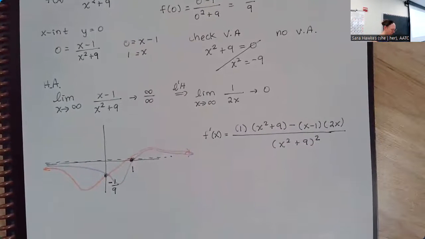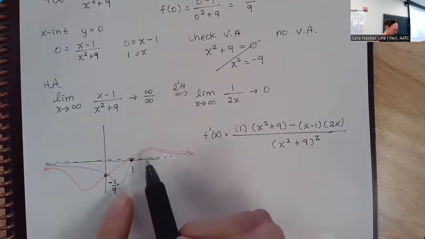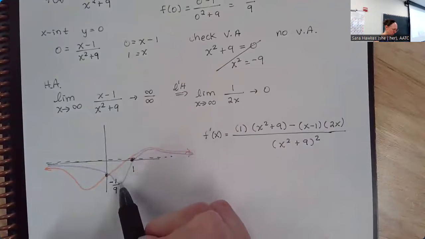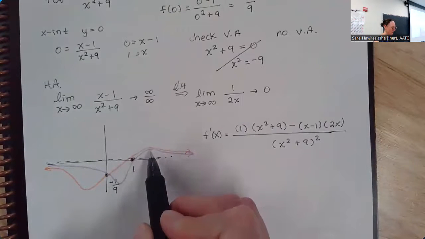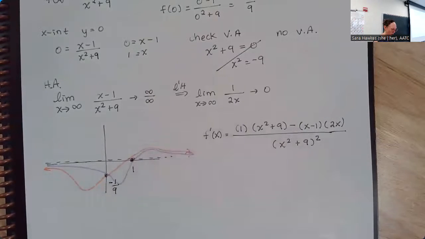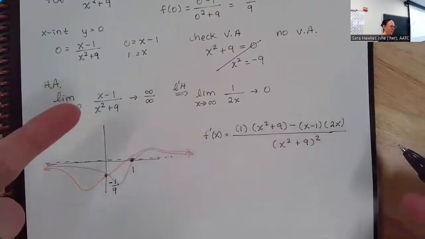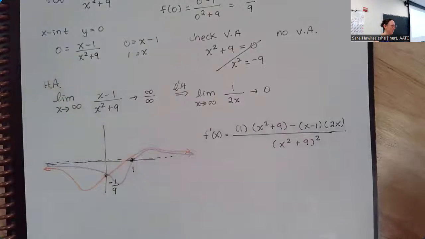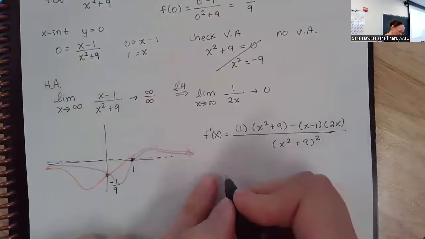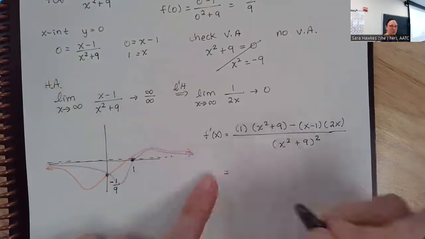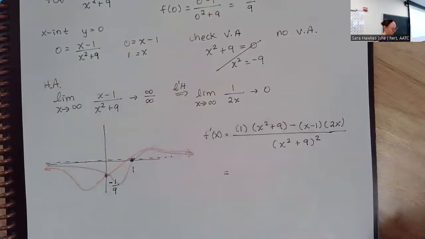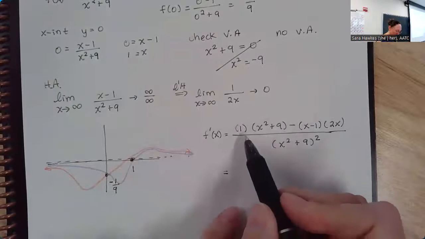Now, I already know based on the picture that I am expecting to have a relative minimum and a relative maximum. So I'm hoping that the top is quadratic and factors. If it doesn't factor, we're going to use the quadratic formula, but let's see where we get.